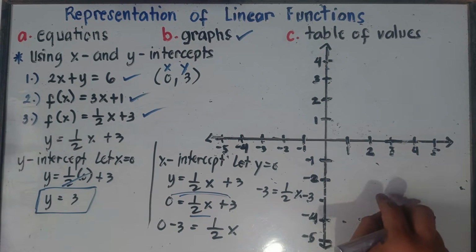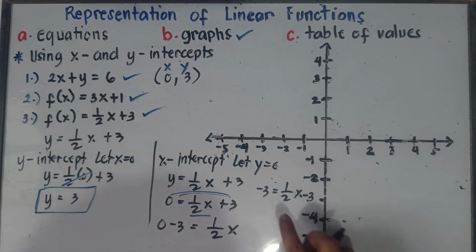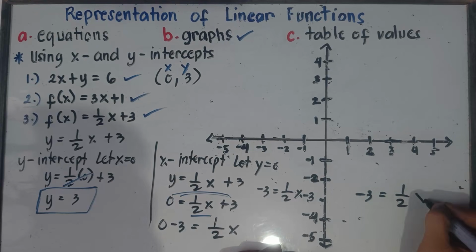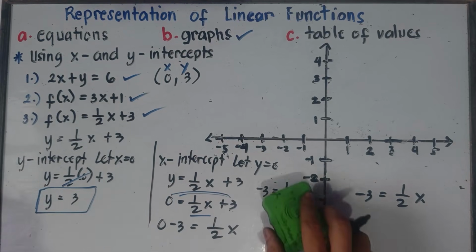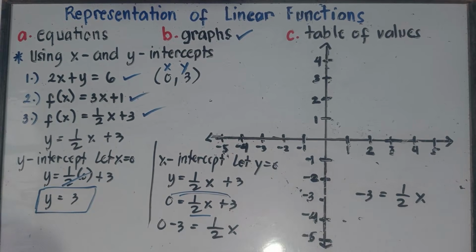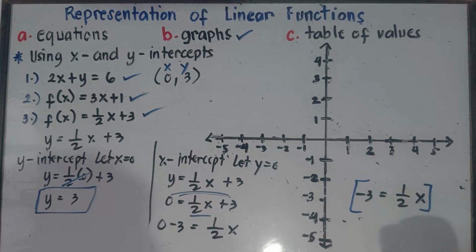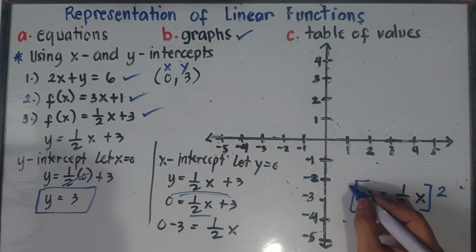Let me just write this one here, class. We don't have enough space, so let me write it here. So this will be negative 3 equals 1 half x. Now, to get the value of x, class, you need to multiply both sides by 2. Once again, to get the value of x, you need to multiply both sides by 2.